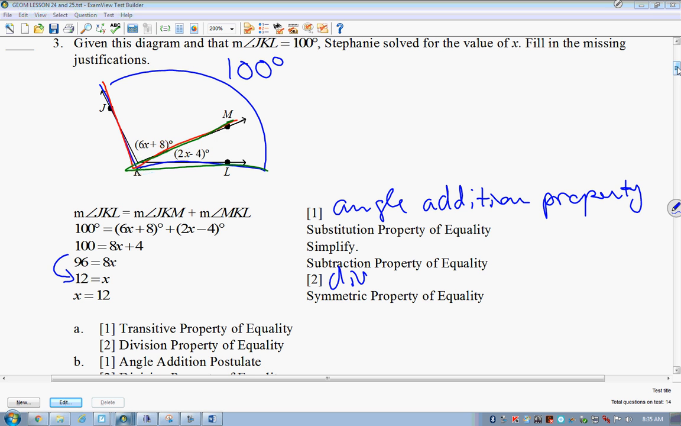Good. Division property of equality. Okay? And then, because we don't like 12 equals x, we flip it through symmetric property of equality. Okay? If you get a proof on a test, it's probably going to look like that. It's going to be a fill-in-the-blank type of thing. Okay? But you have to know your properties.